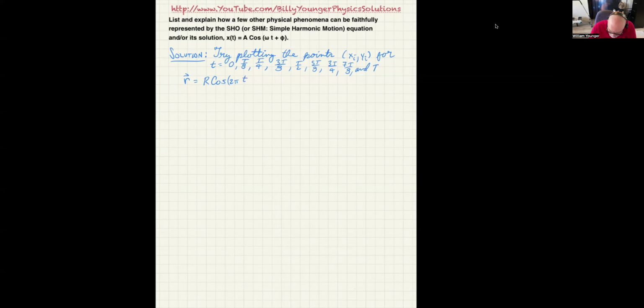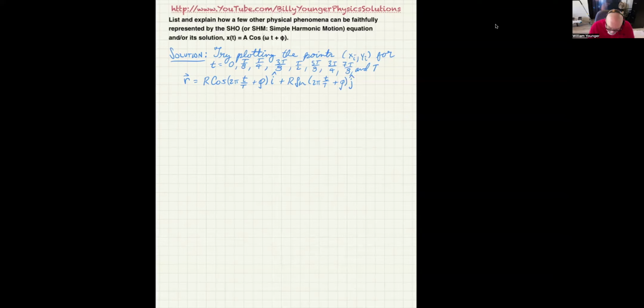So omega t becomes 2 pi t over the period capital T plus phi, and that's in the i hat direction. Plus we also have R sine, again the same argument, 2 pi time divided by the period plus phi, and that's in the j hat direction.